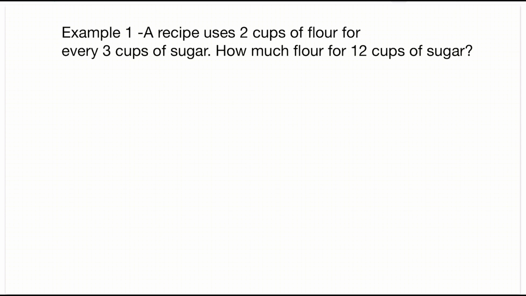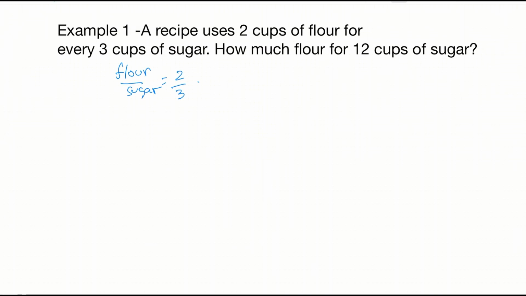Example number 1. A recipe uses 2 cups of flour for every 3 cups of sugar. How much flour for 12 cups of sugar? So our ratio of flour to sugar is equal to 2 to 3, because we know 2 cups of flour for 3 cups of sugar. Now, if we want to up the number of cups of sugar to 12, so it's going to be 12. So this is going to be our proportion, where X is equal to the cups of flour.